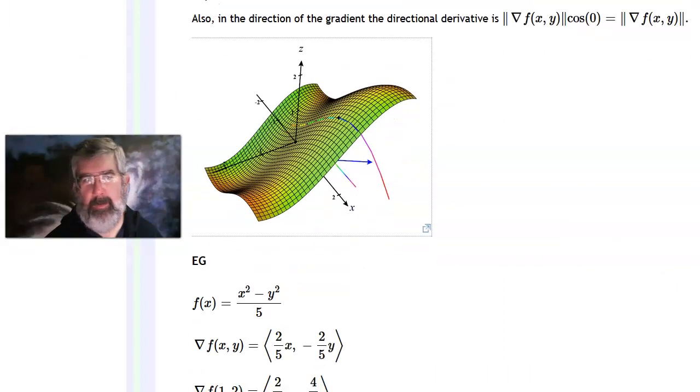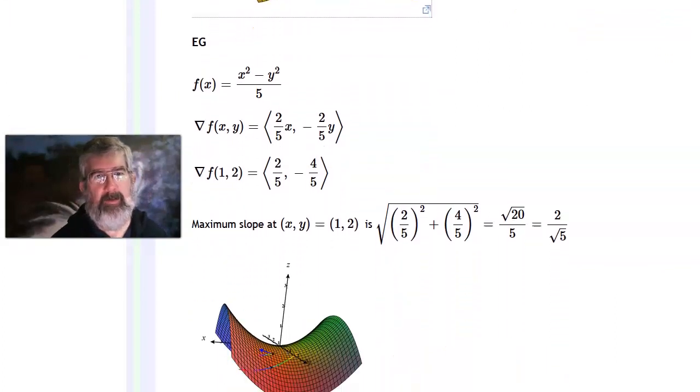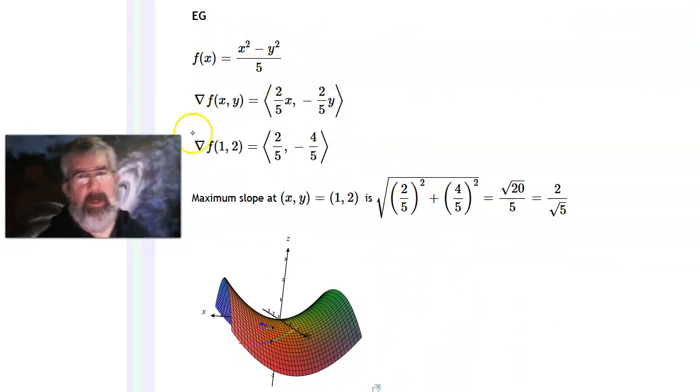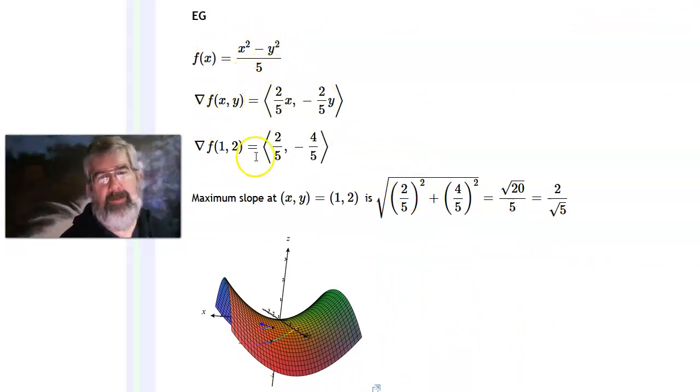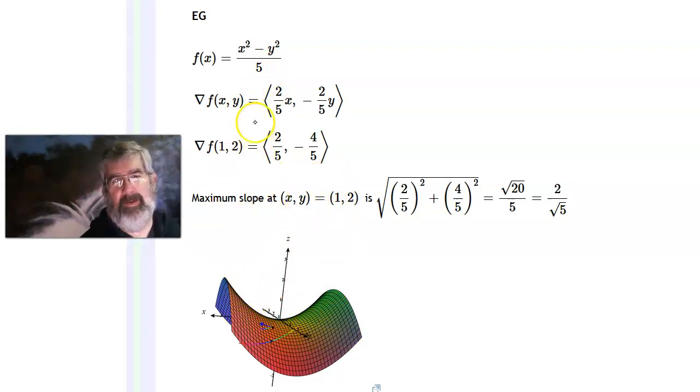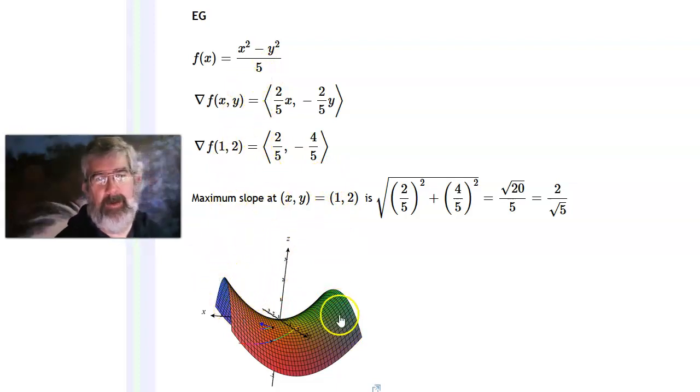Now, let's actually do an example here and do some calculating. Here's a function, x squared minus y squared, over 5. The over 5 is just because when I draw the graph without the over 5, it's really tall, so this just scales it down to a manageable picture here. This is a hyperbolic paraboloid. The gradient is a vector. I will say that many times because you've got to remember that it's a vector. The partial with respect to x is 2x over 5, and the partial with respect to y is minus 2y over 5.